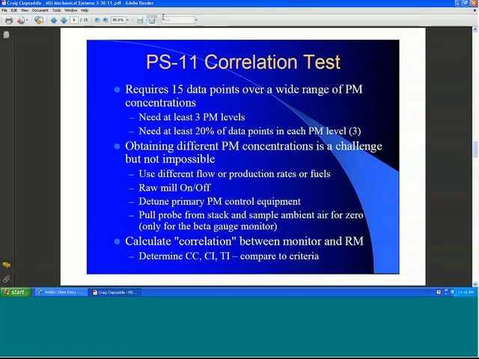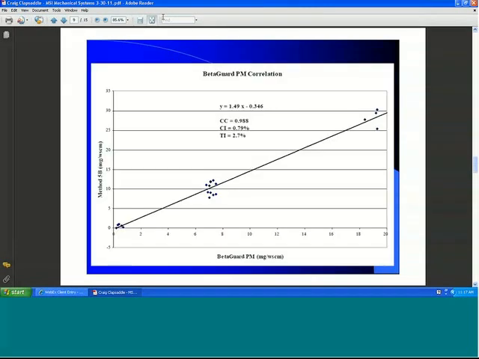And then once you collect all your data, you calculate the correlation between the monitor and the reference method, and from that correlation, you determine 3 statistical values: the confidence coefficient, the confidence interval, and the tolerance interval. You compare that to the PS11 criteria to make sure that your monitor meets that criteria.